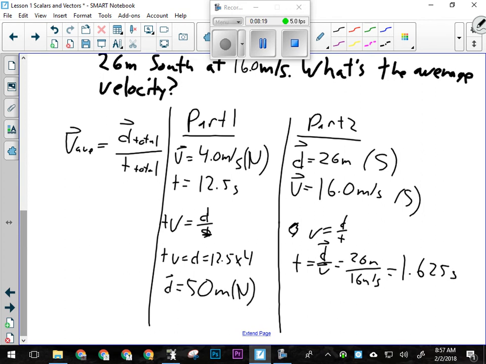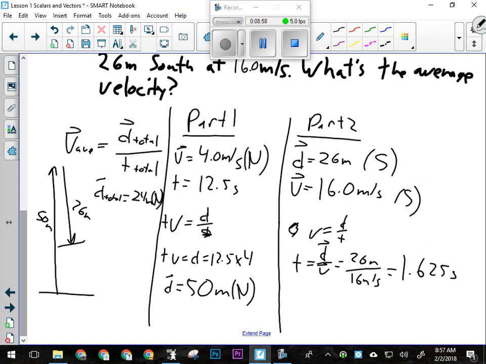Okay, I now know that it went 50 meters north and then 26 meters south. So what's the total displacement? Essentially the garbage truck did this: 50 meters north, 26 meters south. What's left? How far am I from where I started? 24 meters, right? 50 minus 26. My total displacement is going to be 24 meters north.